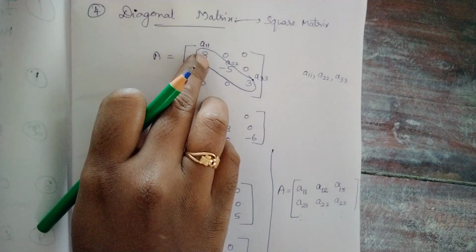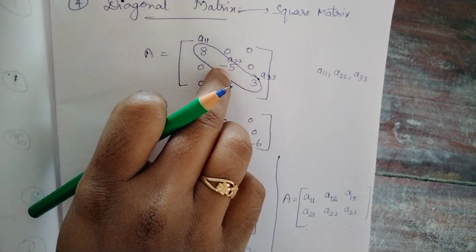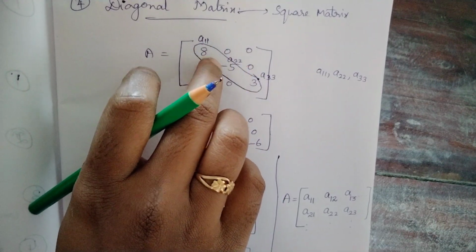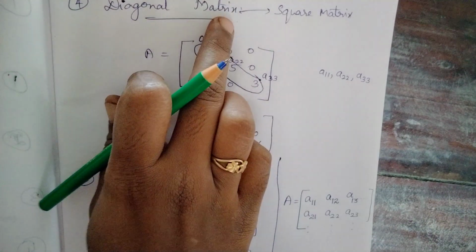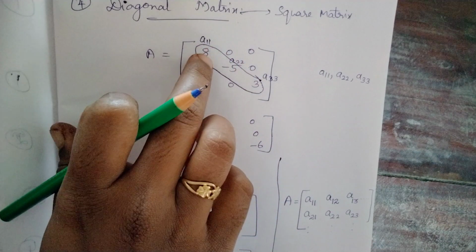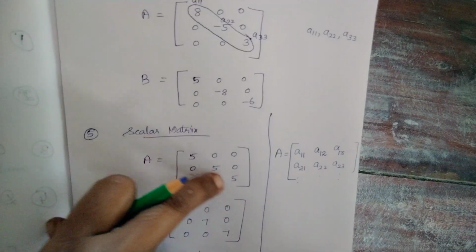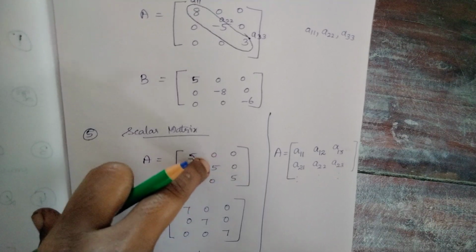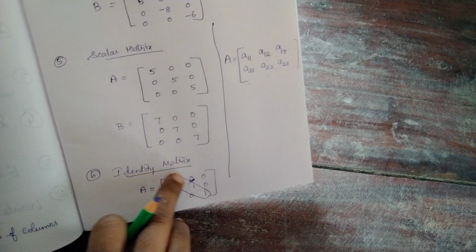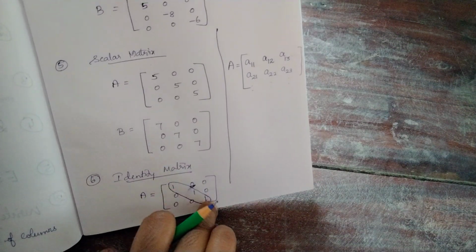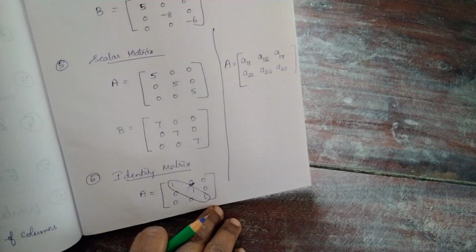Here, A11, A22, A33 are the principal leading diagonal elements. This is the leading diagonal. In a diagonal matrix, the leading elements should contain entries other than 0. But in a scalar matrix, those entries should be equal, like 5, 5, 5 or 7, 7, 7. In an identity matrix, the principal leading elements should be equal to 1. That's all the difference. Got it?